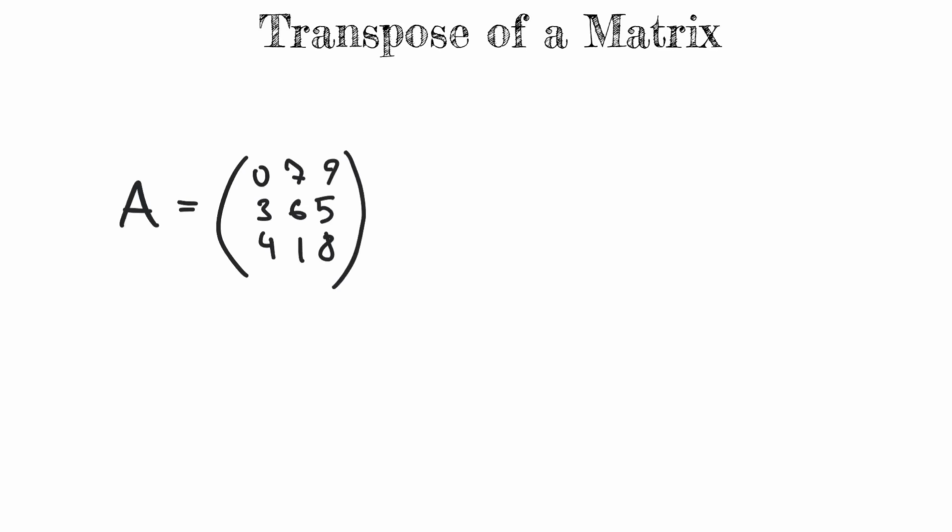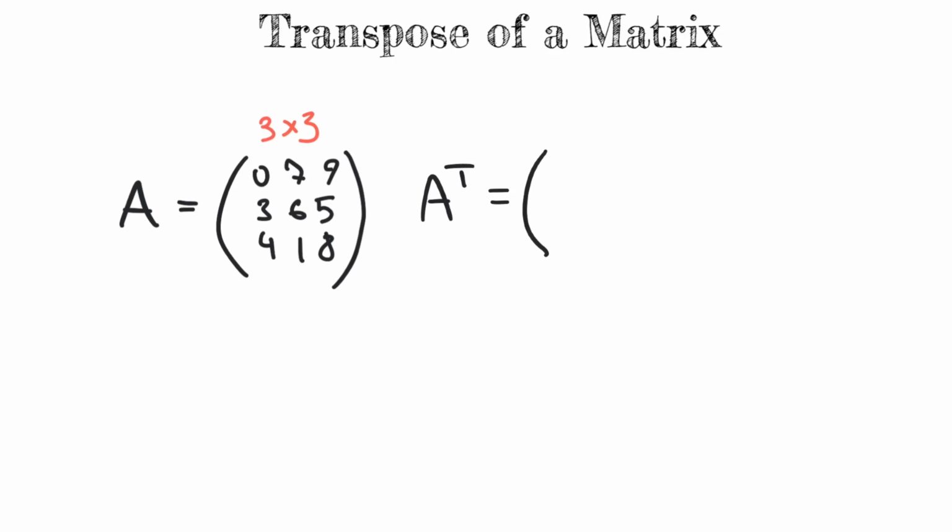In this video, we're going to find a transpose of a matrix. A transpose of a matrix is essentially the original matrix flipped along its main diagonal. Here we have a matrix A that is a 3 by 3 square matrix. So matrix A transposed, denoted as AT, is going to look like this.